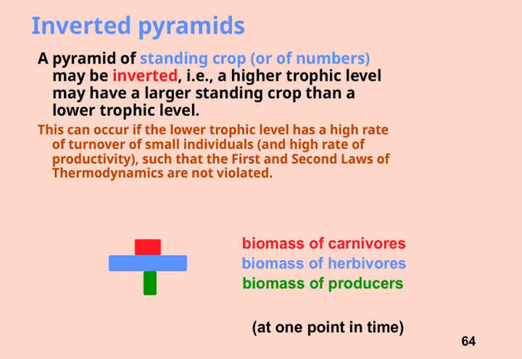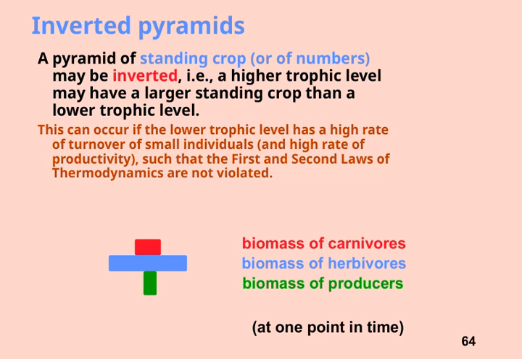This might sound counterintuitive at first, but it makes sense when you consider the dynamics involved. For example, a higher trophic level, such as carnivores, might have a larger biomass if the lower level, like herbivores, has a very high turnover rate. That means the herbivores are constantly being replaced, small individuals growing quickly and being eaten before they accumulate into a large biomass. Importantly, this doesn't violate the first and second laws of thermodynamics.